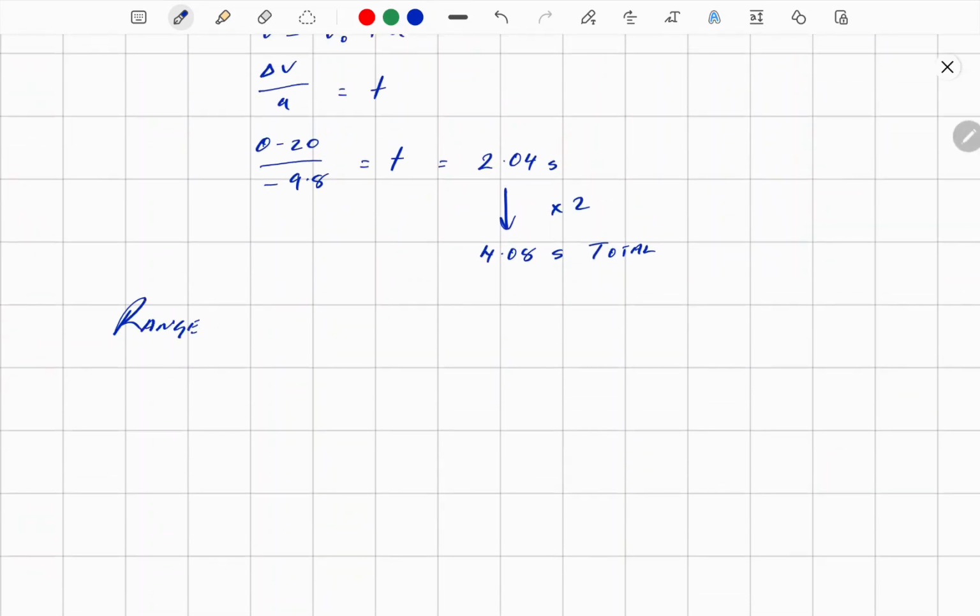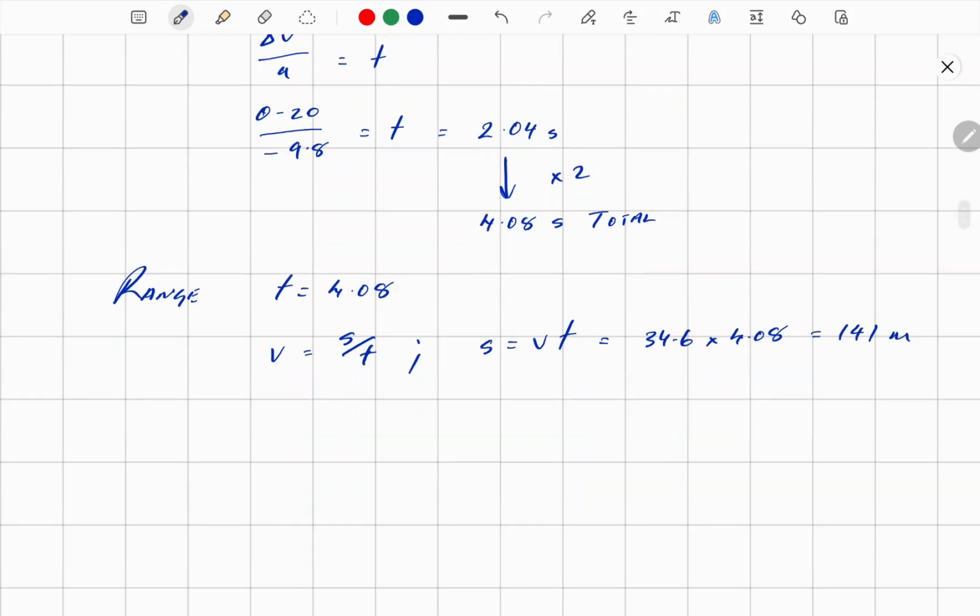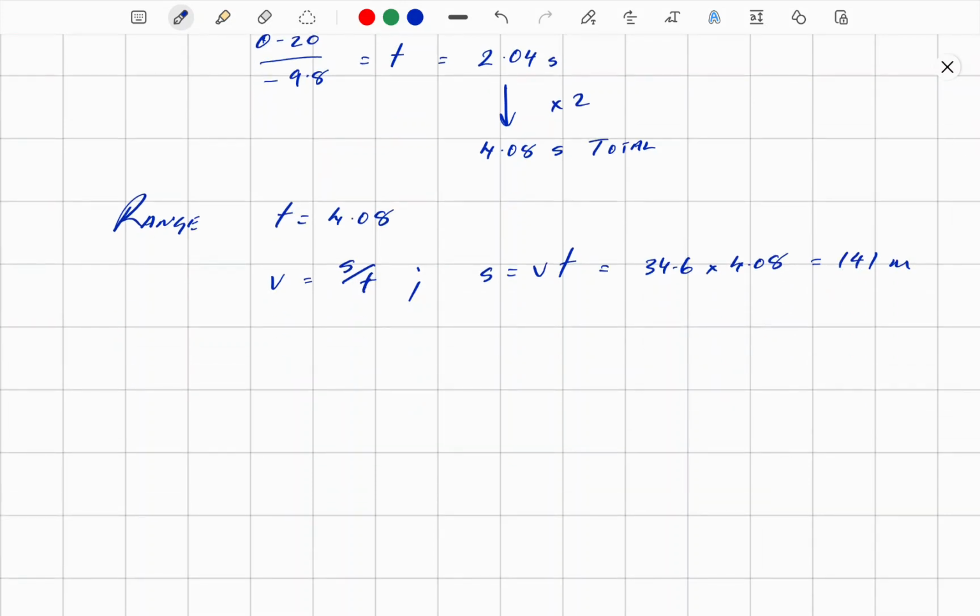Now we have the total time of flight, we can actually calculate the range. So as I alluded to before, velocity equals distance over time, just rearrange that to distance equals velocity times time, substitute the horizontal velocity now, and time can go in, and we work out the range to be 141 meters.